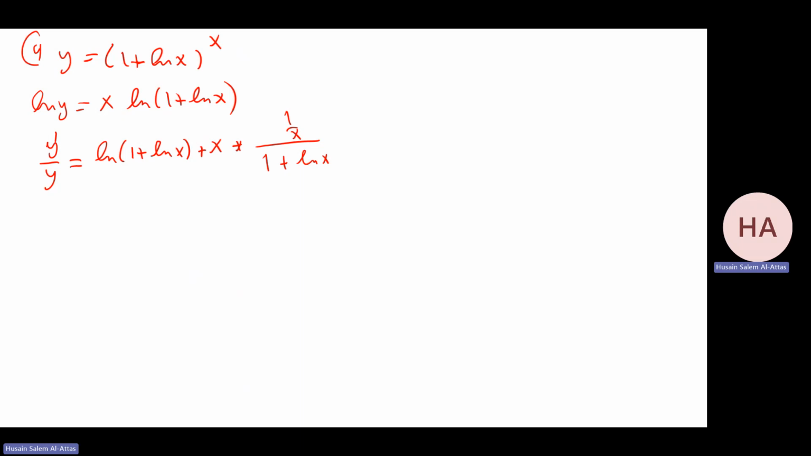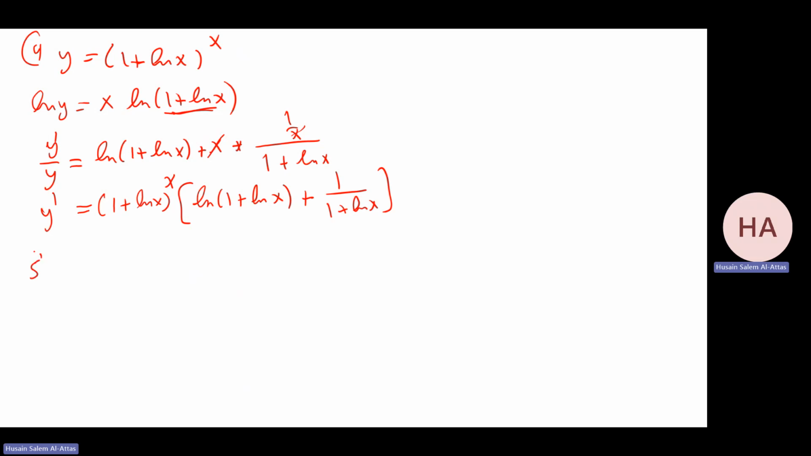Okay, ln of something, how to differentiate it? 1 over that thing times the derivative of that thing, which is 1 over x. So this is cancelled. So you have y prime equal y, which is this, times what? ln 1 plus ln x plus 1 over 1 plus ln x. That's it.